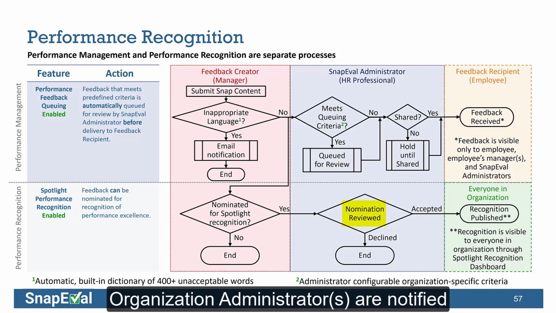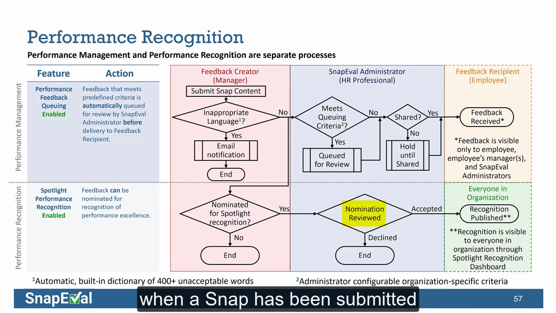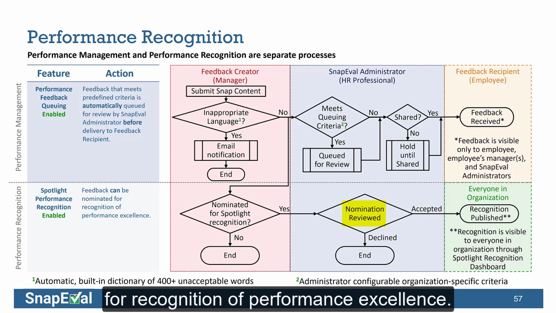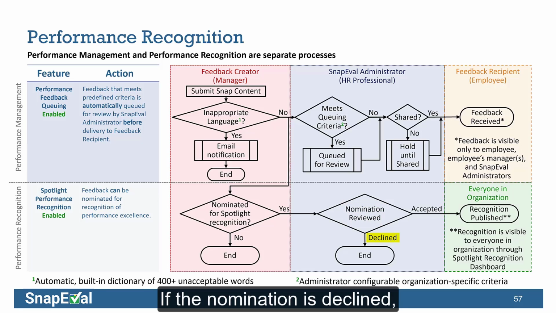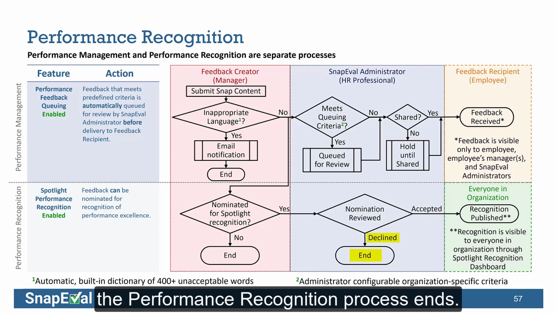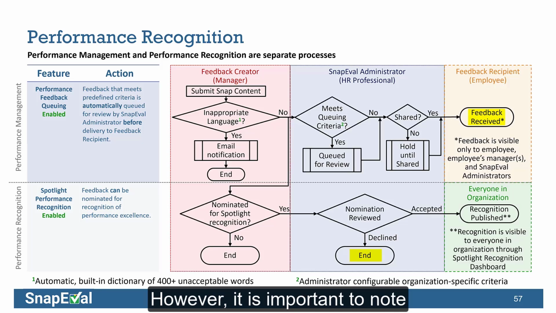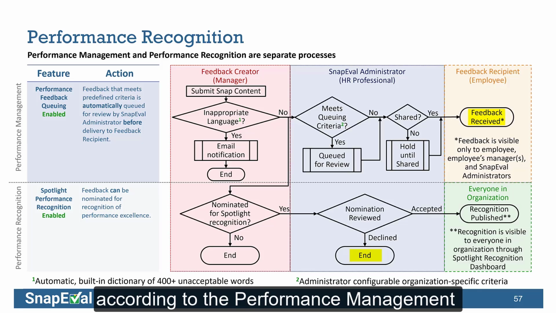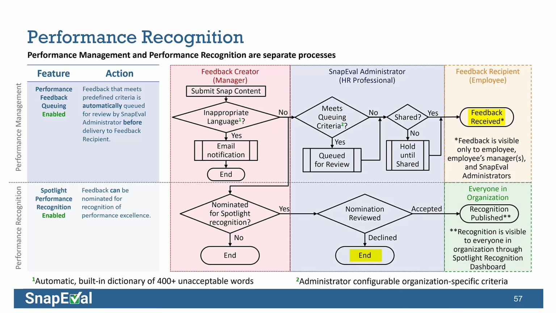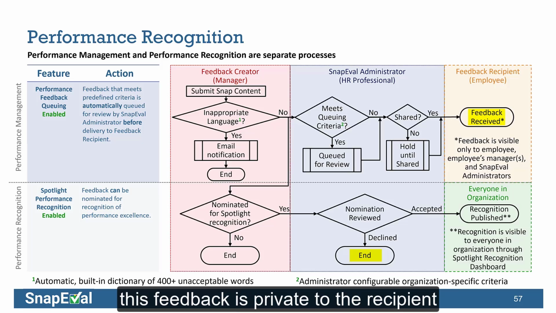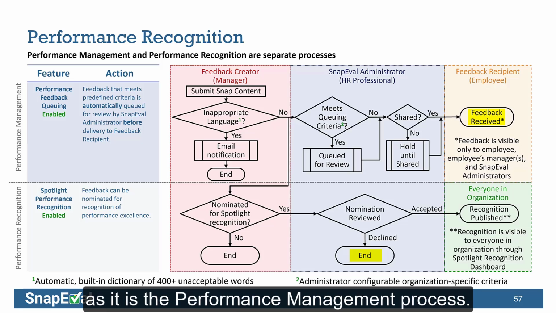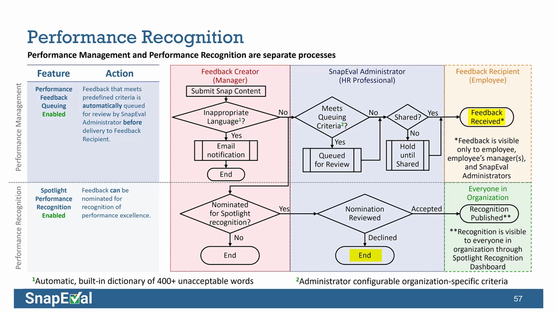Organization administrators are notified when a snap has been submitted for recognition of performance excellence. If the nomination is declined, the performance recognition process ends. However, it is important to note that the feedback recipient will still receive their snap according to the performance management process we reviewed earlier. Of course, this feedback is private to the recipient, as it is the performance management process.